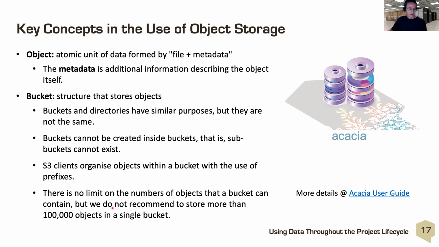There is no limit in the number of objects that a bucket can contain, but for those dealing with a large amount of data, you need to be aware that the performance of writing more data into a bucket or retrieving data from a bucket can be impacted by the number of objects in the bucket. So we recommend not using more than 100,000 objects per bucket. Again, more details in the Acacia user guide.